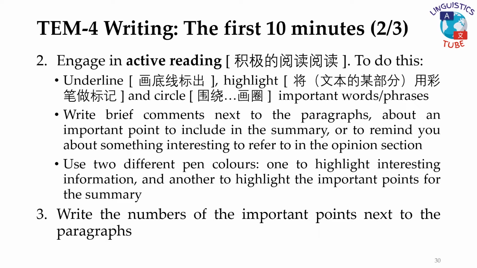I recommend that you use 2 different pen colors. One color to highlight interesting information, and another color to highlight the important points for the summary. After that, you can write the numbers of the important points next to the paragraphs. Most importantly, at the end of the 5 minutes, you should know the article inside out.